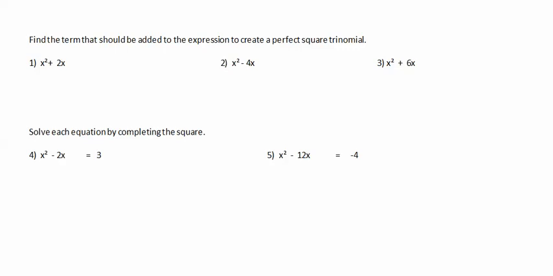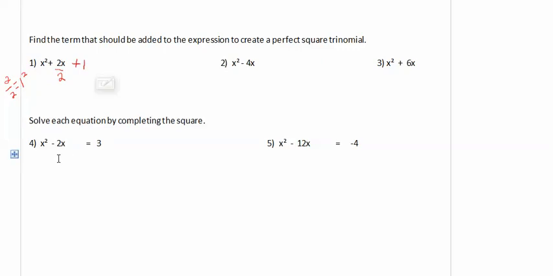It says find the term that should be added to the expression to create a perfect square trinomial. So it says 2. We're supposed to divide the middle term by 2. So what's 2 until go into 2? 1 time, right? Okay, so we can take 2 divided by 2, and you get 1, and then you're going to square it. 1 times 1 is 1, so you're going to add 1 to both sides.